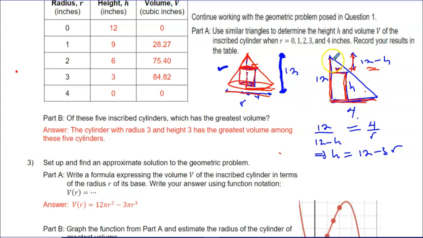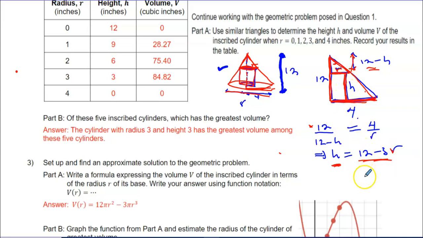By similar triangles, we see that the height of the bigger triangle, which is 12, divided by the height of the small triangle, which is 12 minus h, is going to be equal to the base of the big triangle, which is 4, over the base of the small triangle at the top here, which is r. When we manipulate this, we realize that h, the height of the small triangle, or the height of the cylinder, becomes equal to 12 minus 3 times the radius, right?